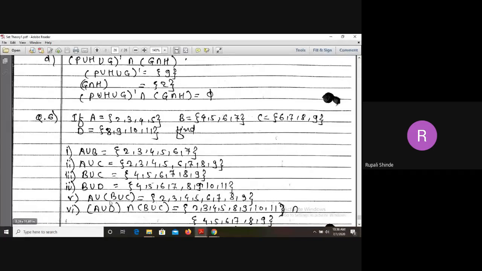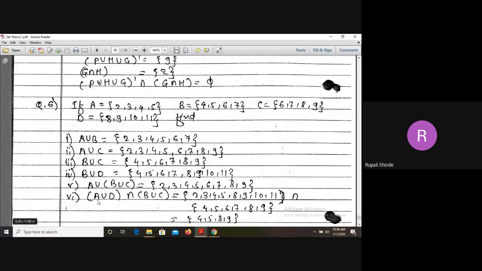Now A union B union C. Now we have answer for B union C. So we have to take its union with set A. So 2, 3, 4, 5, 6, 7, 8, 9. So whenever there is a repetition of element, we are going to count that repeated element only once. That's why this is the final answer.